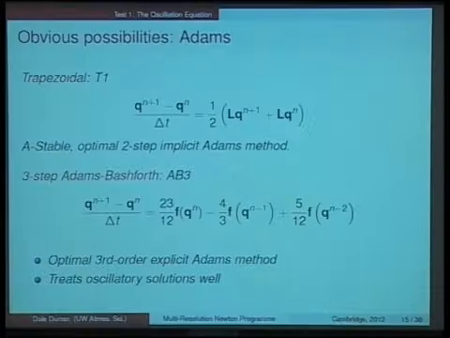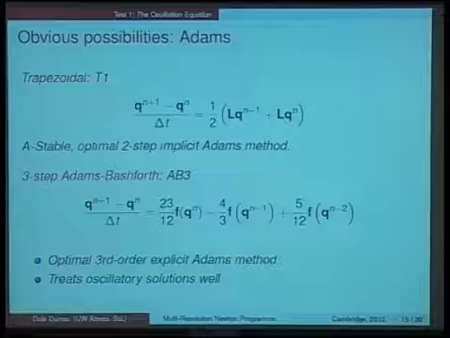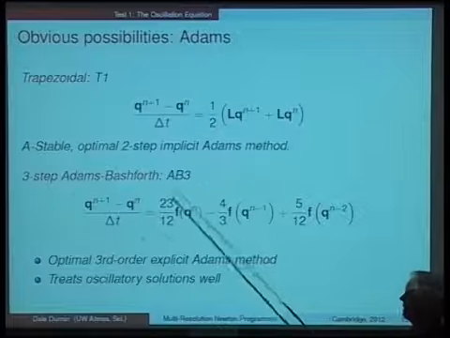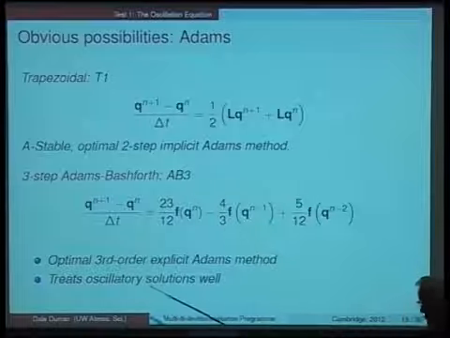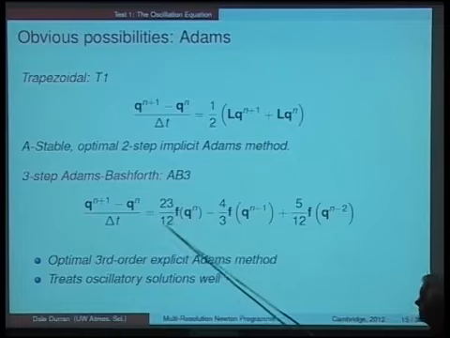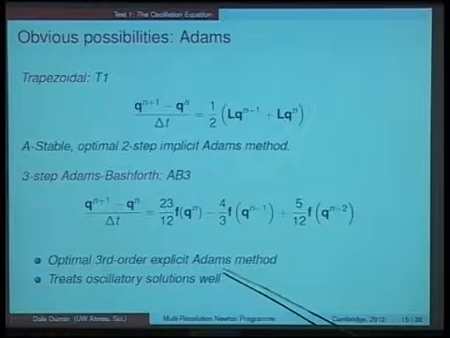And then to avoid the amplification of oscillatory solutions, we'll jump beyond the second-order Adams-Bashforth method to the optimal 3-step Adams-Bashforth, or explicit Adams method, which is the third-order Adams-Bashforth method. It treats oscillatory solutions very well. This combination is used extensively in IMEX schemes for convection diffusion. Also seems like a good choice in that sense.